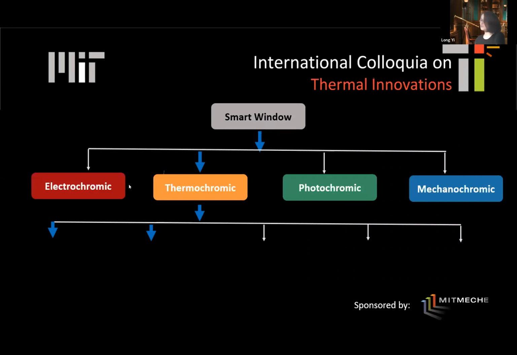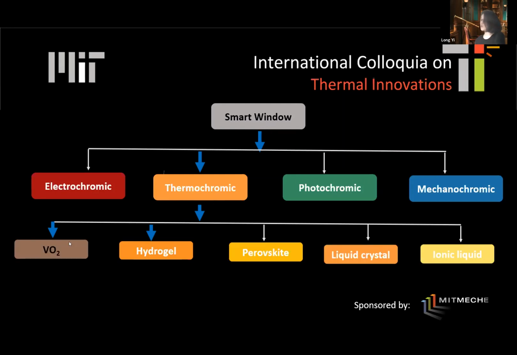In smart windows, we have four types, and I only focus on thermochromic. In thermochromic, we have this many categories, and I will only focus on vanadium dioxide and hydrogel. You can see this blue one is what I'm going to talk about today.